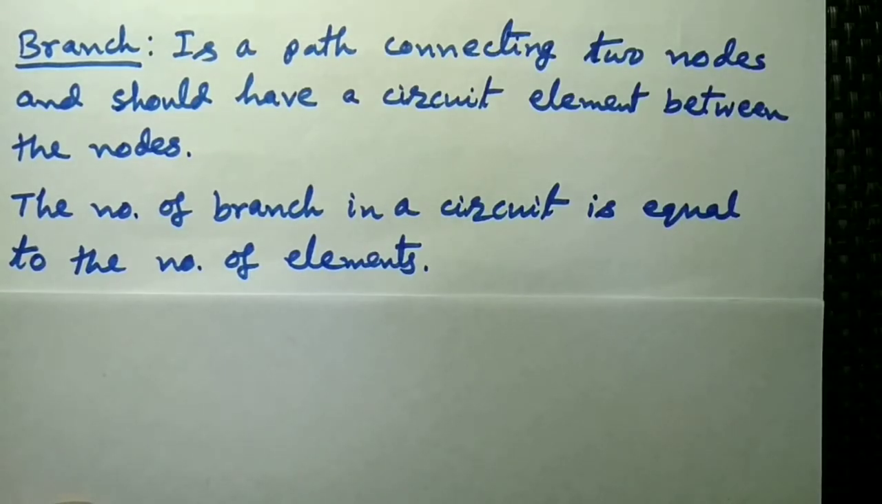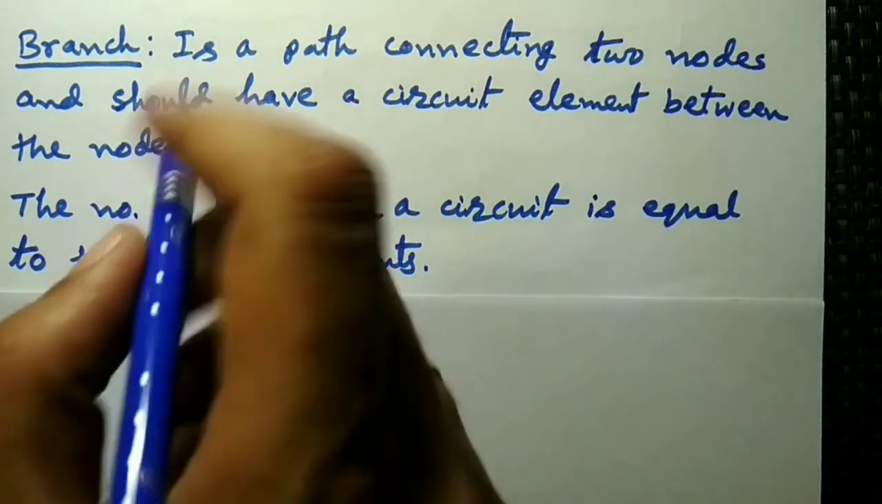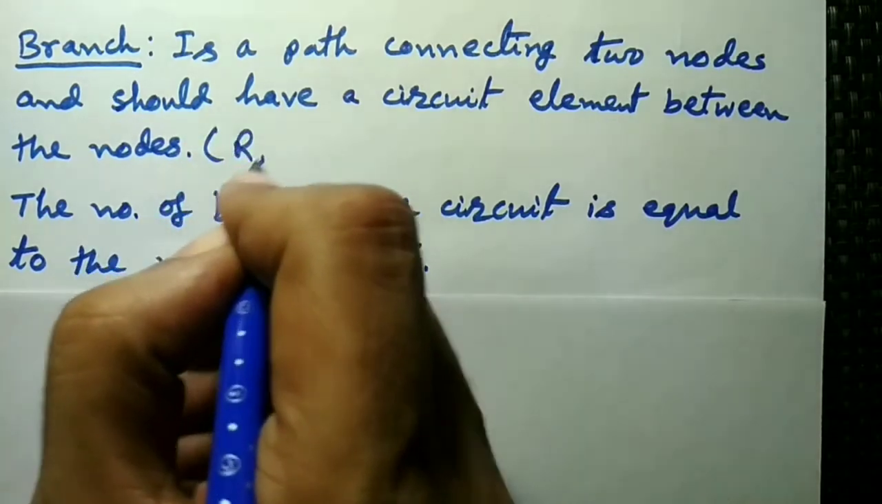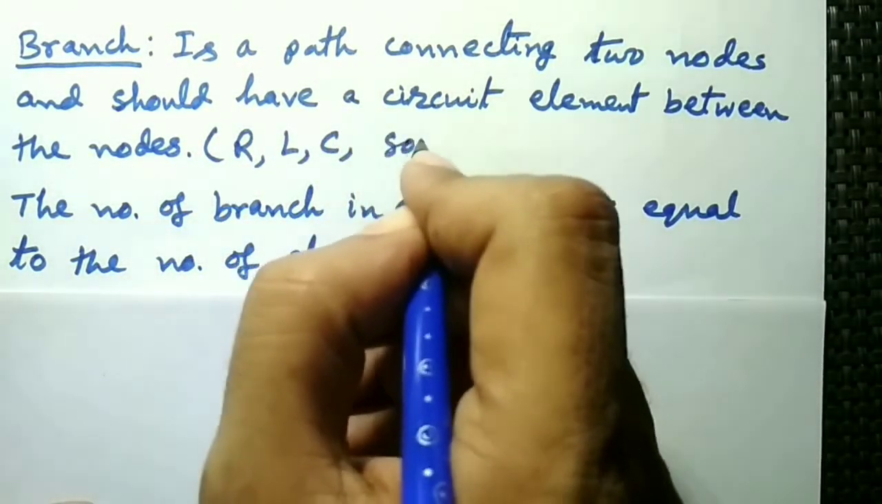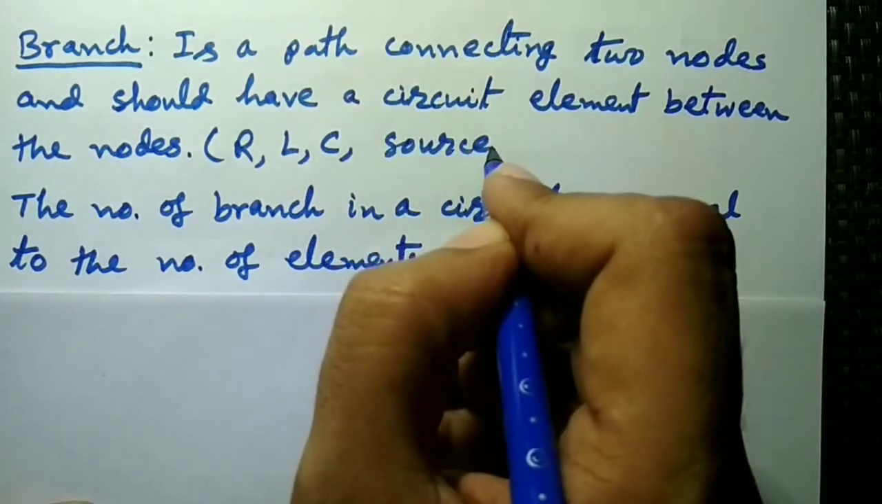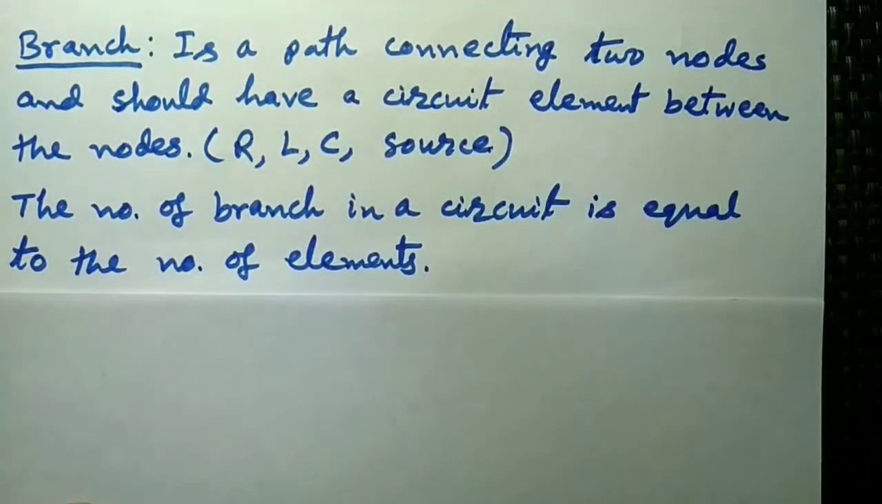The next definition is the branch. Branch is a path connecting two nodes and should have a circuit element between the nodes. The circuit elements may be resistor, inductor, capacitor, or energy sources, either voltage source or current source. It can also be considered that the number of branches in a circuit is equal to the number of elements present in the circuit.